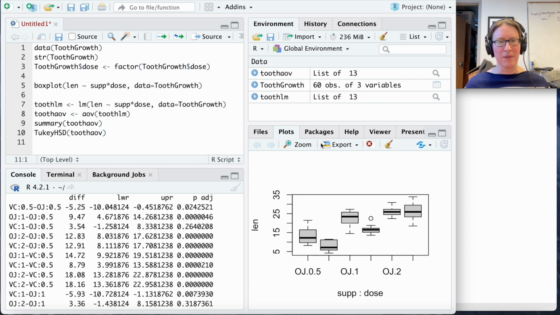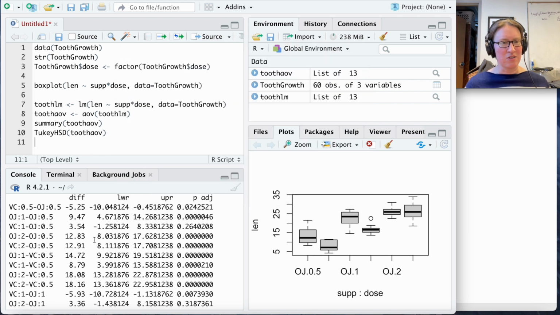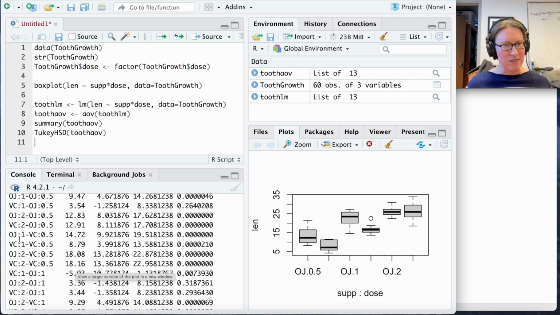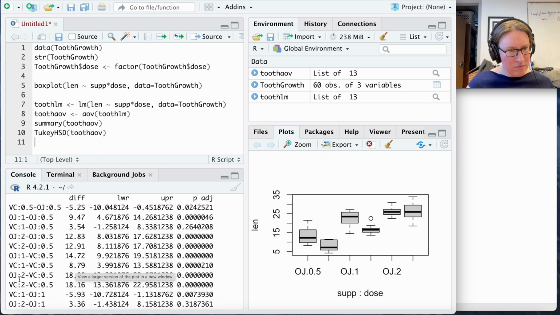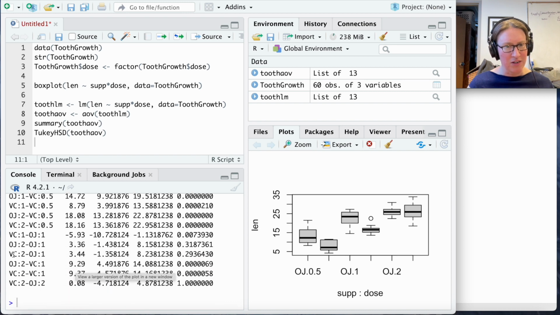So for example, right, in this plot, the vitamin C at 2 was the highest, right? It looks like OJ at 2 is second highest. So if we come back over here and read our way through this massive table and look for vitamin C2, let's see, here's vitamin C2, it's scattered all over. Vitamin C2 versus OJ2 down here. Okay, they are not significantly different, so those would get the same letter, right?